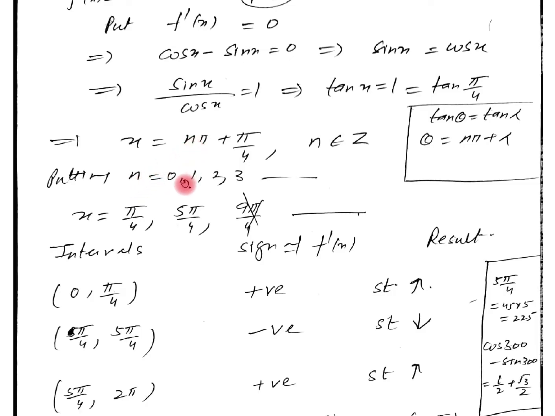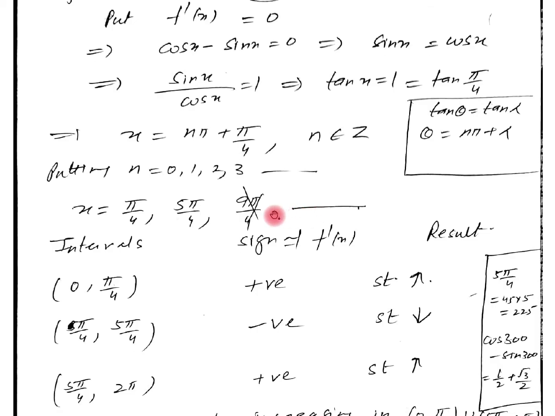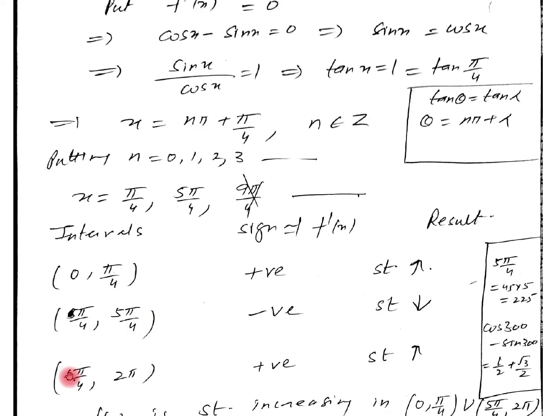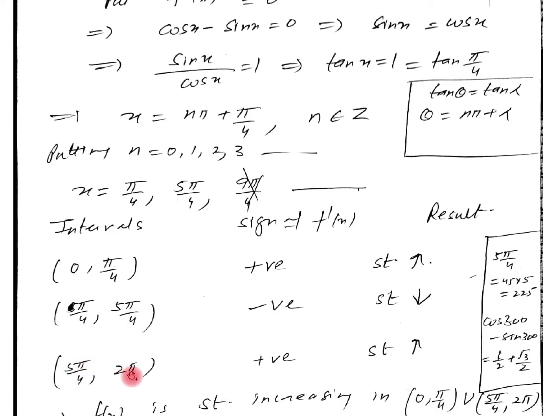Putting n equal to 0, 1, 2, 3: when n is 0, I am getting x equal to pi by 4. If n equal to 1, we are getting x equal to 5 pi by 4. When I am putting n equal to 2, it becomes 9 pi by 4, that does not belong to our given interval, so stop putting the value of n. Now the first interval is 0 to pi by 4. The second interval is pi by 4 to 5 pi by 4. Then the third interval is 5 pi by 4 to 2 pi.